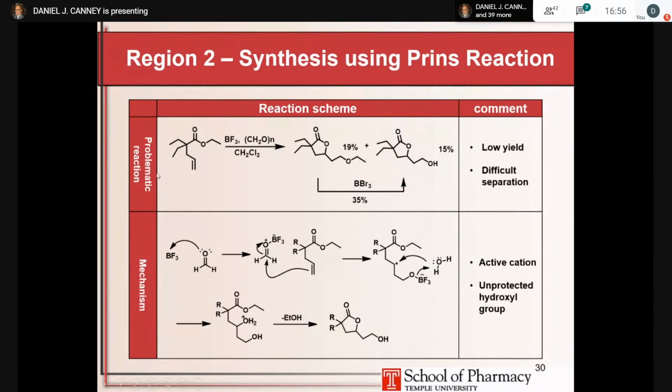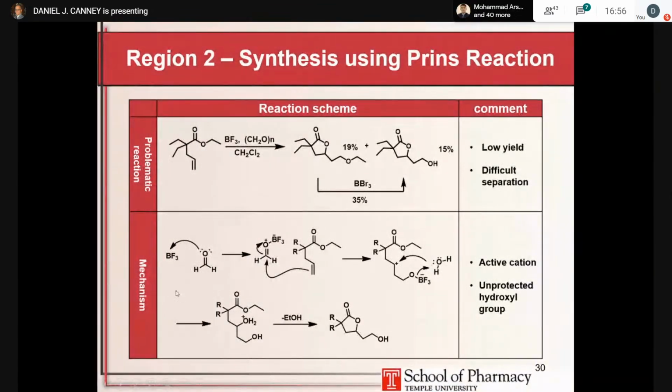So this is the problematic reaction that we were using with BBr3 to convert one of the products to the desired. This is the desired product. We were using BF3 in dichloromethane to generate these two intermediates. And you can see the yield is low. It was difficult to separate the compounds, the products of the reaction. So once again, Rong set off to come up with a more efficient way.